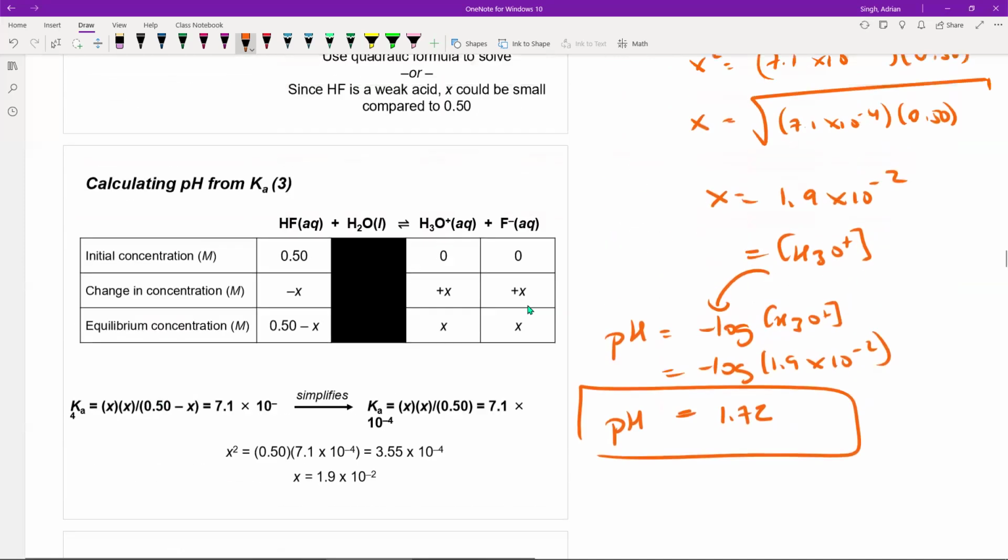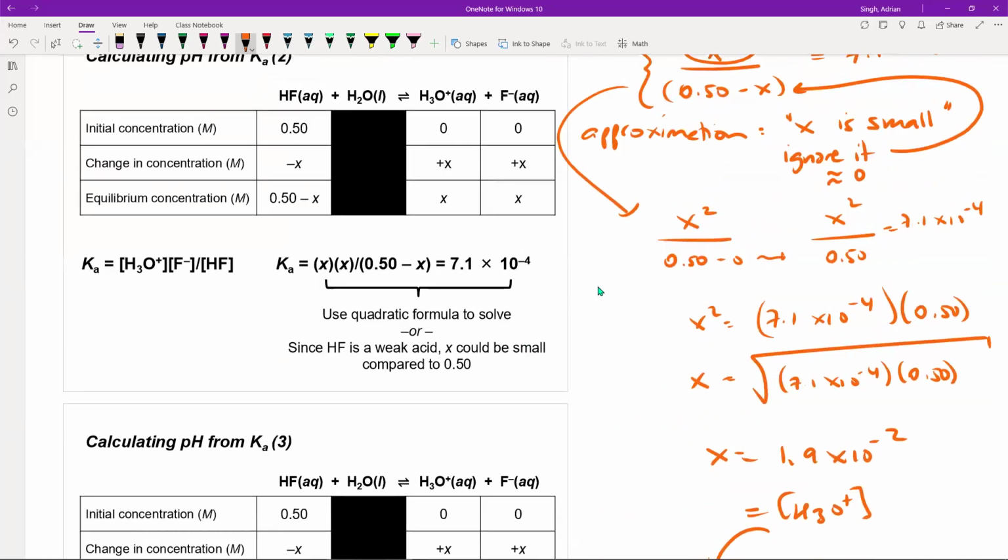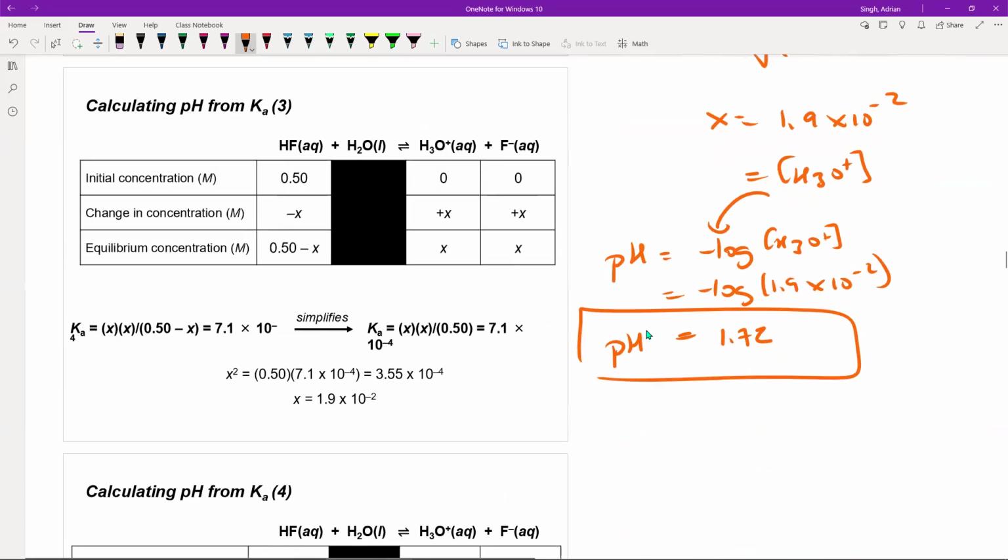What we're saying is because this is a weak acid system, we're assuming that this x here in the denominator is going to be so small that we can ignore it when we close to 0. So this just ends up being 0.50 in the denominator. It simplifies the calculation. And at the end, what we want to do is check to make sure that the approximation is valid, right? So yes, we can use that as a shortcut, but then you're going to check at the end. Is the approximation valid?